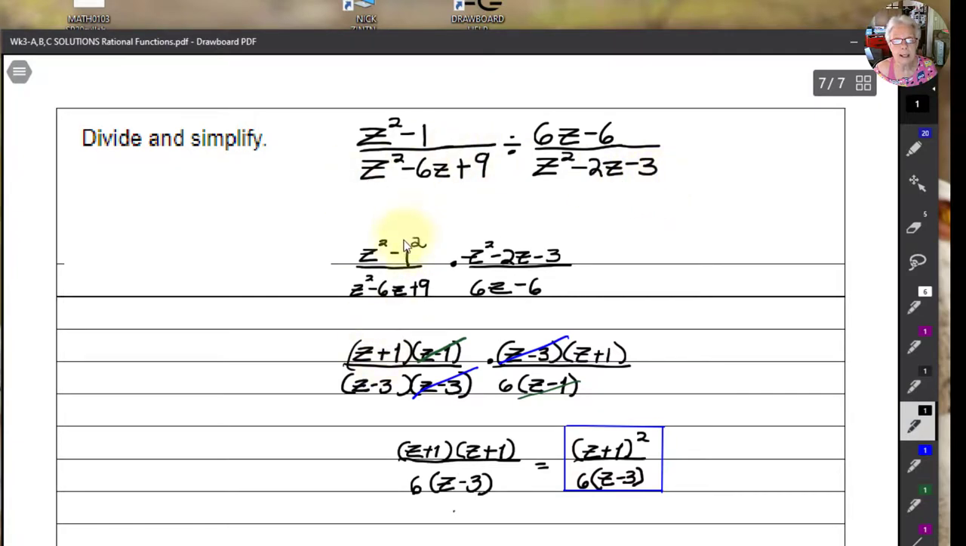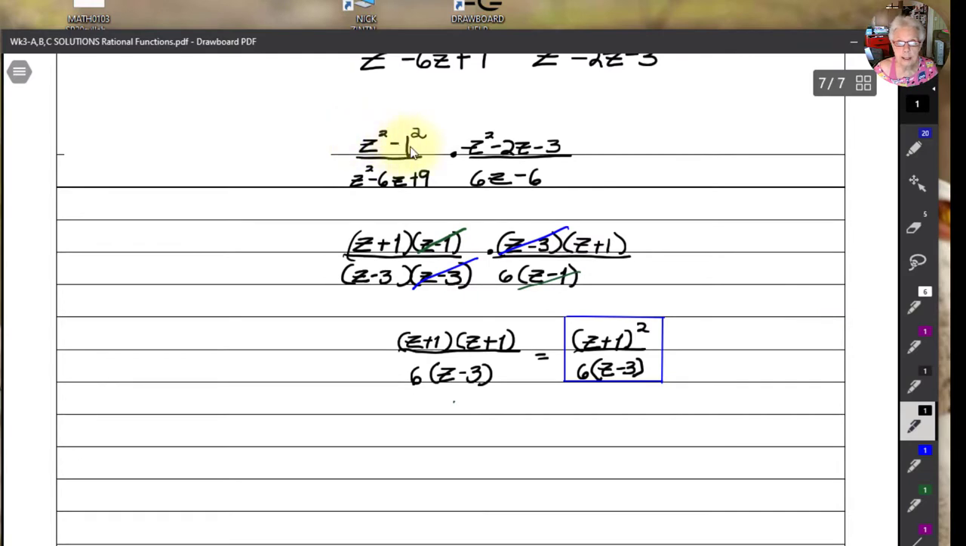I write down the first fraction because this is a fraction, but we can call it a rational expression. I substitute a multiplication sign for the division sign, and I flip this rational expression. I take the reciprocal. Now 6z minus 6 is on the bottom, and z squared minus 2z minus 3 is in the numerator up top.